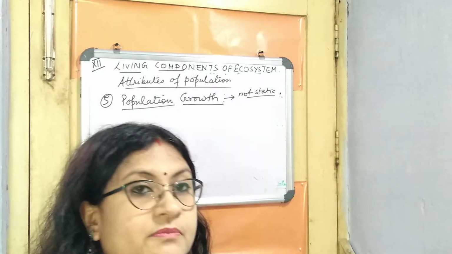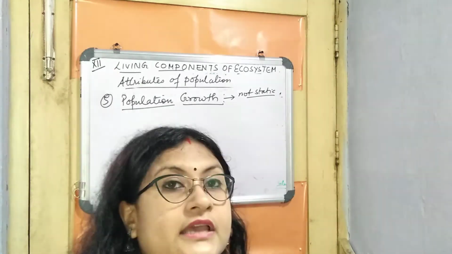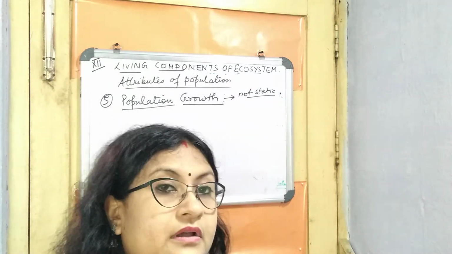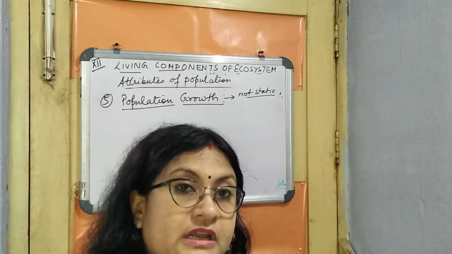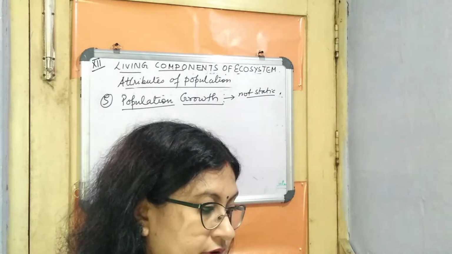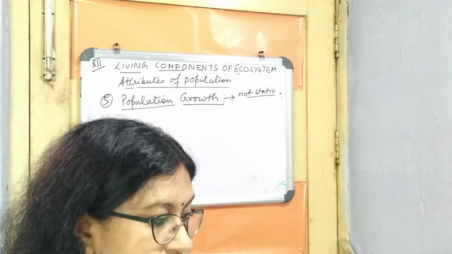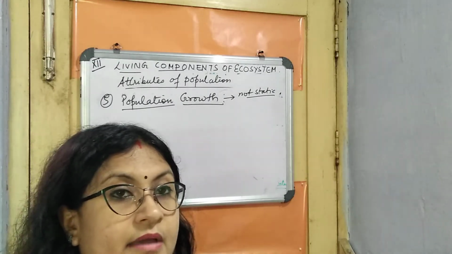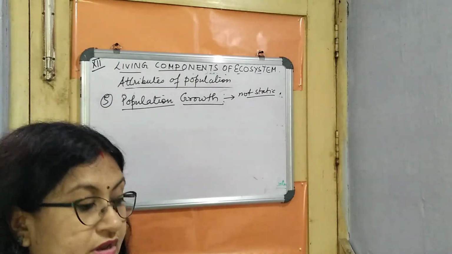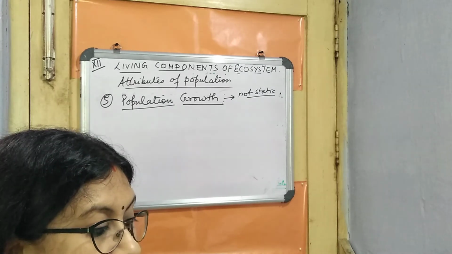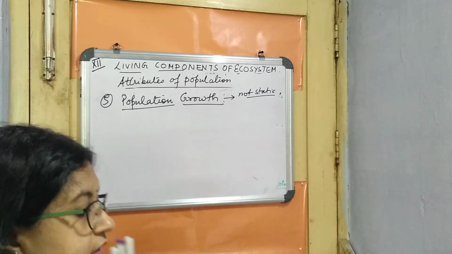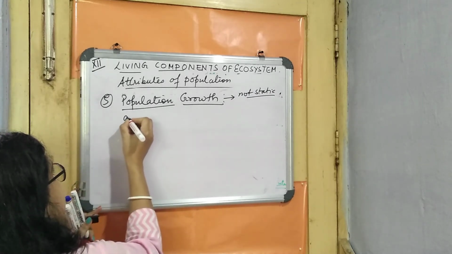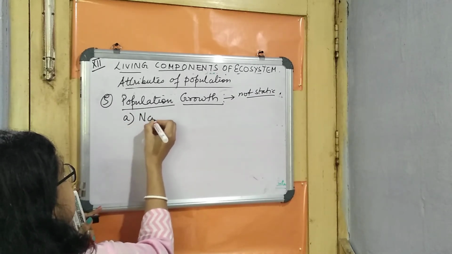It keeps on changing depending upon various factors like the food availability, the resources, even the space, as well as the predation nature of the animals, right? It is always keeping on changing. And this is giving us the idea about how the population is growing. Now on the basis of that, we have to know some of the important terms which contribute to this population growth. So let us first know the term natality.